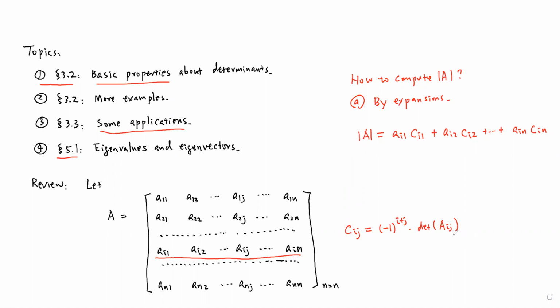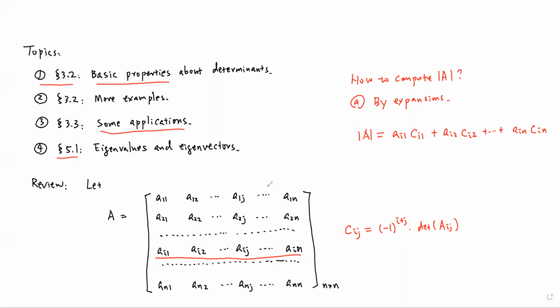Capital A_ij is a matrix. How to get this matrix? Delete row i. Delete column j. Then we get capital A_ij. C_ij, the definition is this number. Determinant is a number, this number. This formula, we call it expanding a determinant across row i.